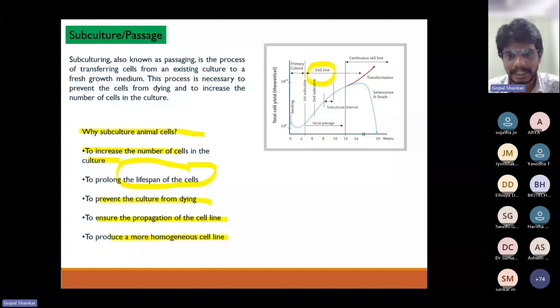You call them a cell line. I'll talk about that later. And if they are still going on, that is called a continuous cell line, that is transformed. If not, the cells will die. That is called senescence and aging.